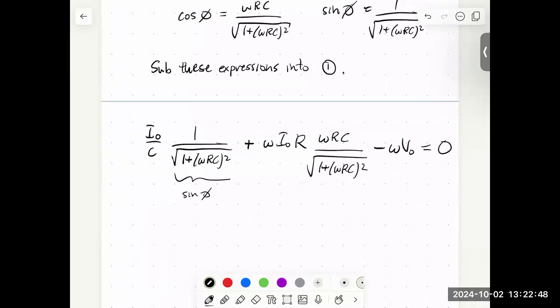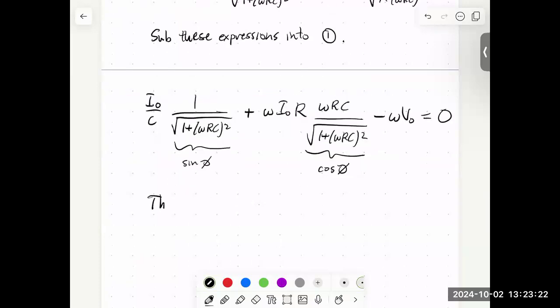Well, this is pretty convenient because now we have an expression where the only unknown is I naught. The frequency is something I set. I pick my parameters R and C. I can set the amplitude of my voltage. And so I control all those things. So we just have to solve for I naught.